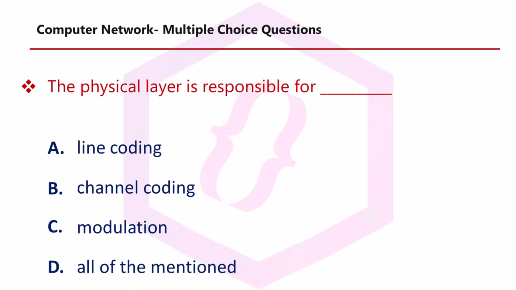The physical layer is responsible for option A, line coding. Option B, channel coding. Option C, modulation. Option D, all of the mentioned. And the correct answer is option D, all of the mentioned.